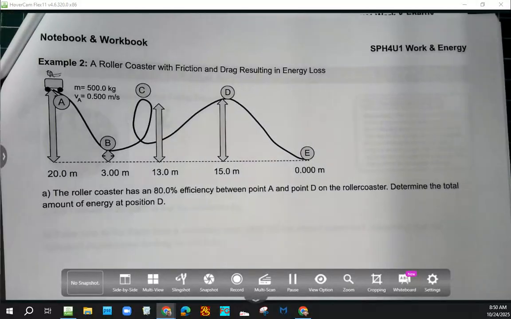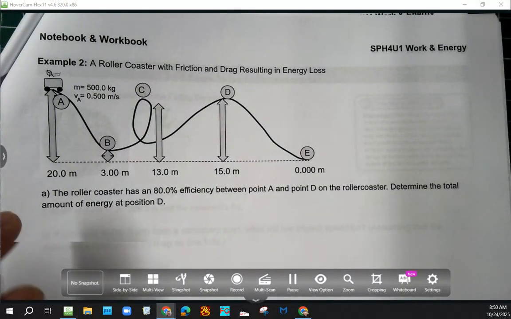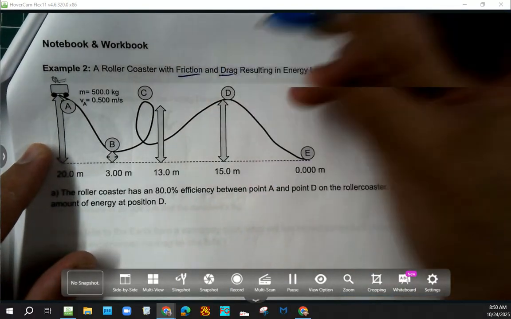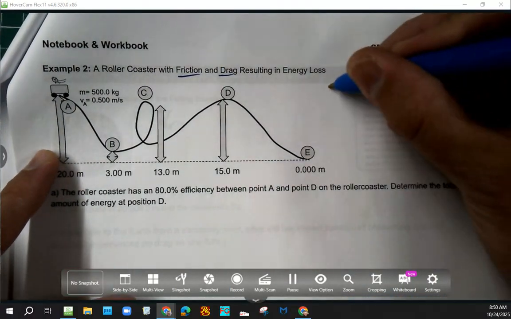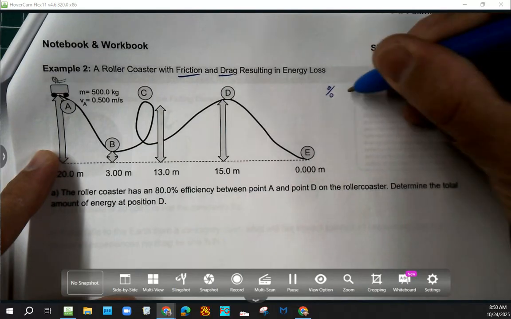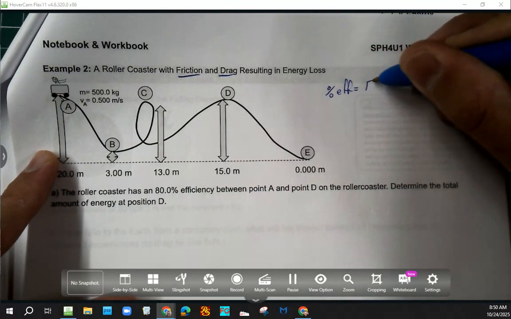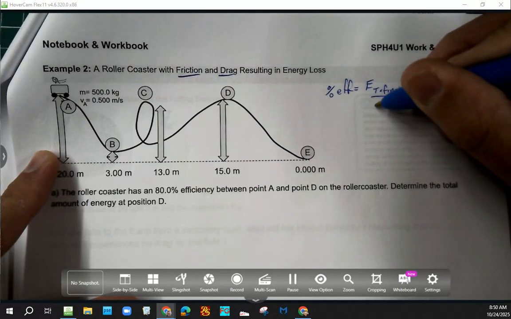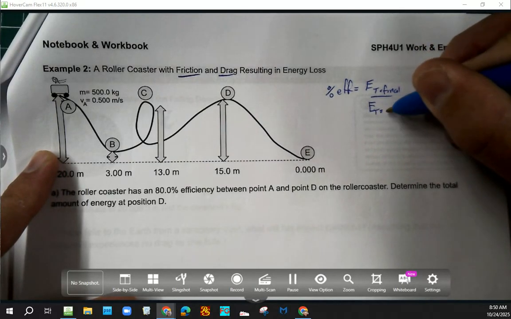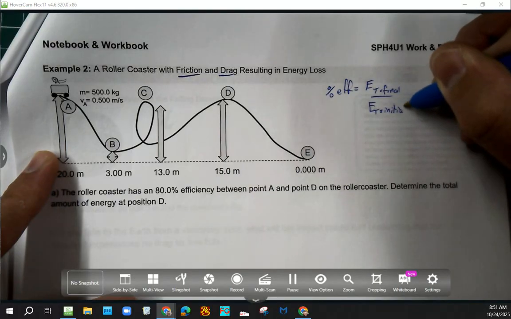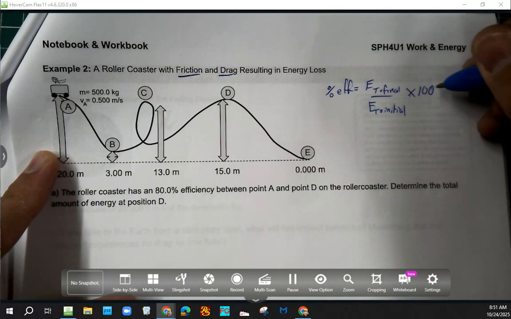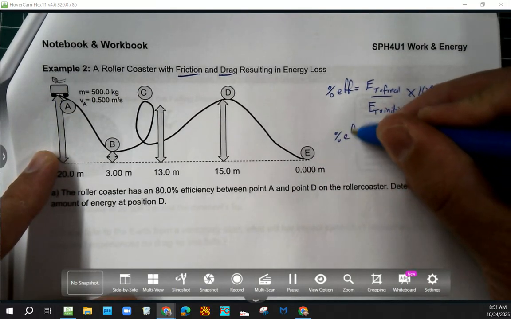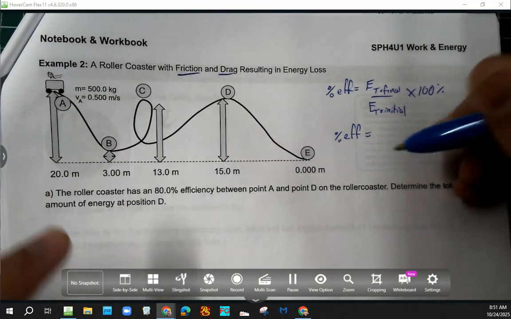All right, look at this other roller coaster. This roller coaster, I'm going to tell you right now, is not 100% efficient. I've got friction, I've got drag. And just a reminder, because you might have forgotten, percent efficiency is equal to the total energy final divided by the total energy initial times 100%.